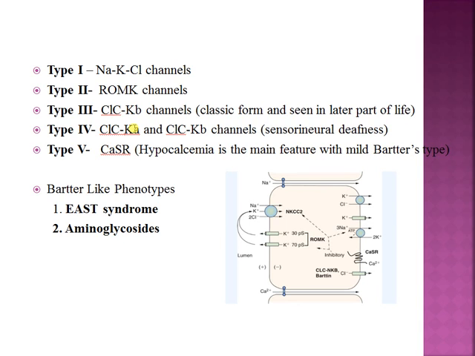So type 3 is seen in adults, type 4 is associated with sensorineural deafness, and type 5 is associated with hypocalcemia. What are some of the Bartter syndrome like phenotypes? One is the EAST syndrome, which is epilepsy, ataxia, sensorineural deafness and tubulopathy, and again it's due to chloride channel defects. And then aminoglycosides, as a matter of fact, can present like this, as a Bartter's type phenotype.